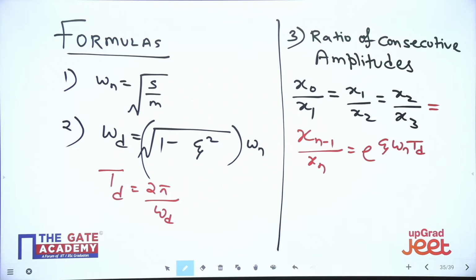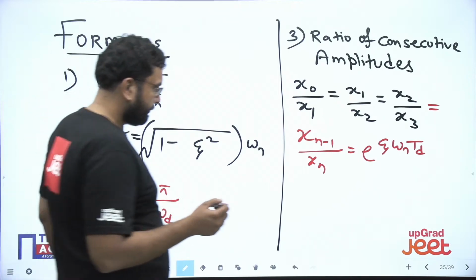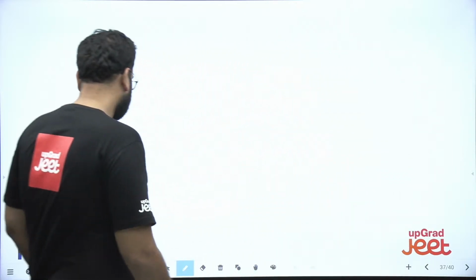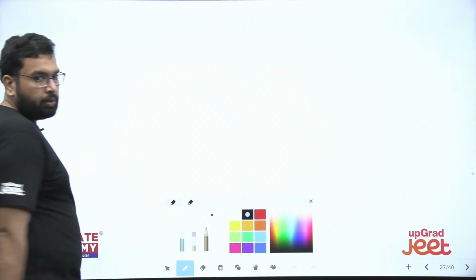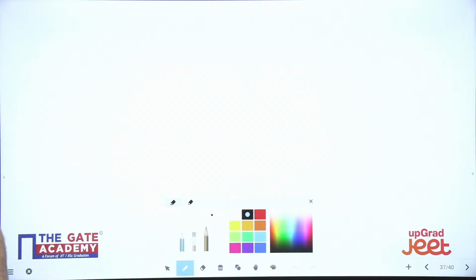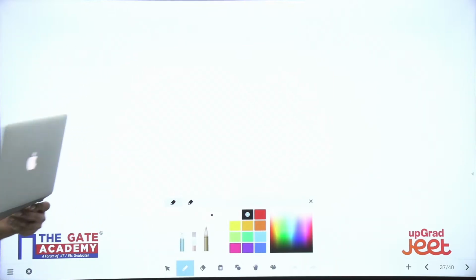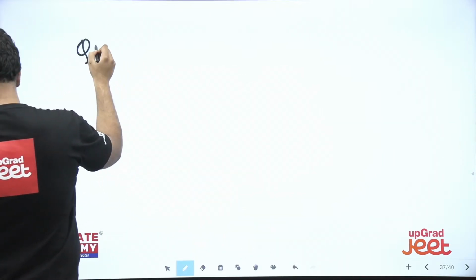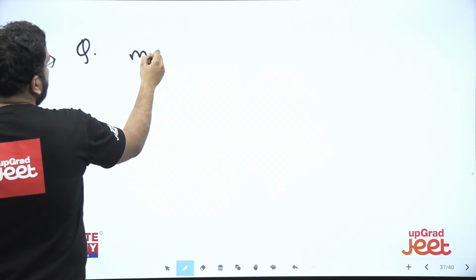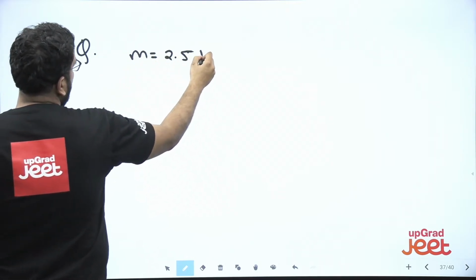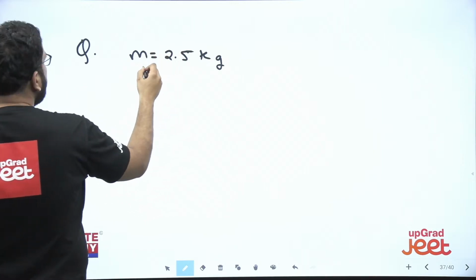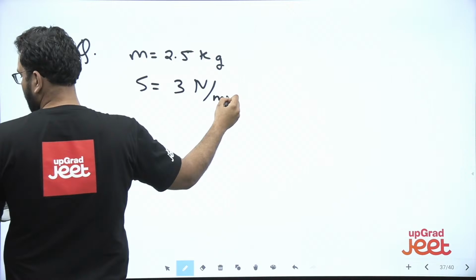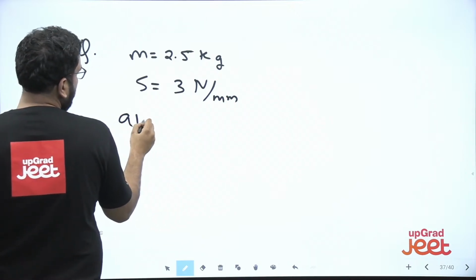Okay, so let me give you one question. Let us do one question here. I'll be writing one question. So we have M equal to 2.5 kg. Spring constant is 3 Newton per mm. Now there is one more term written here.